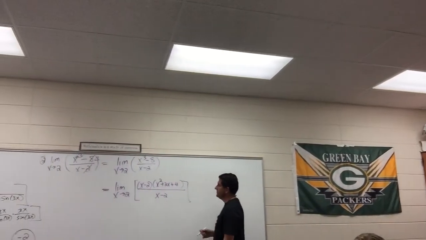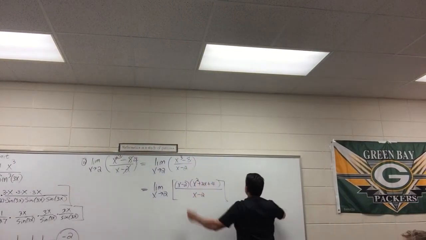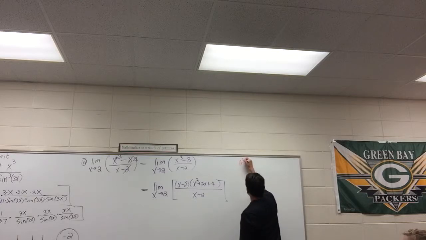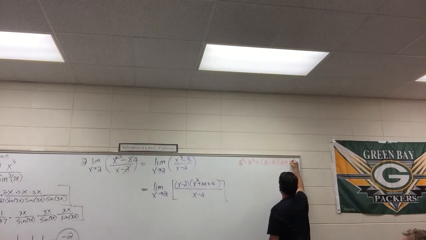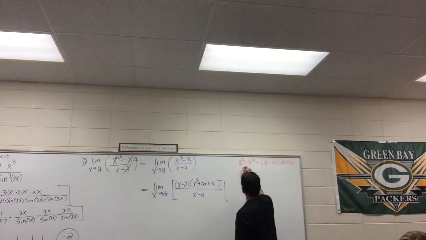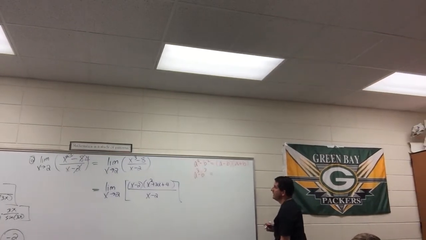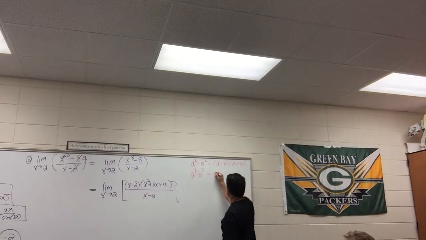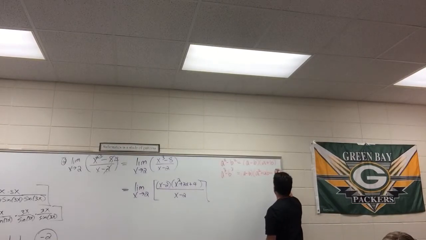So where did that come from? It's a difference of 2 cubes. These are some of the rules that you should know from algebra. Difference of 2 squares is easy: a squared minus b squared is equal to a minus b times a plus b. So what's a cubed minus b cubed? That's the question we're after. It's a minus b times a squared plus ab plus b squared.